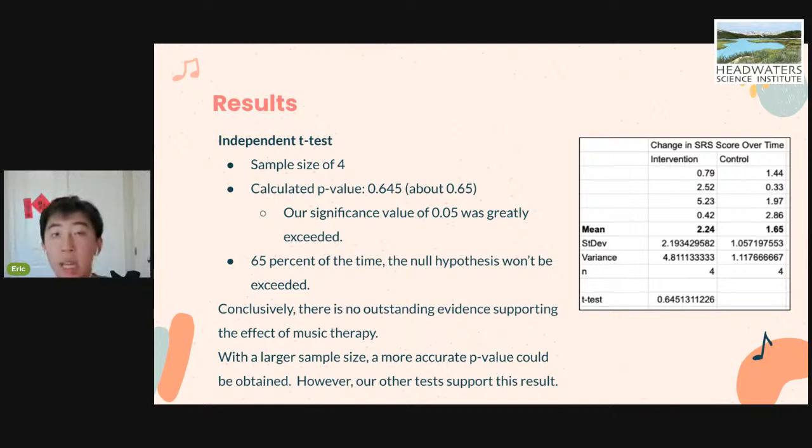And we need to take into account potential biases. So since our sample size was pretty small due to the amount of studies available on music therapy's effect on SRS scores, there was a smaller sample size, which leads to a less accurate p-value. But with a larger sample size, we would be able to get a more accurate p-value. However, our other tests do support this result, so we concluded that it is accurate.